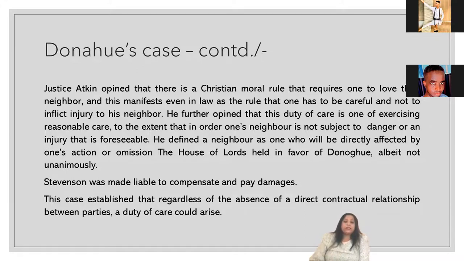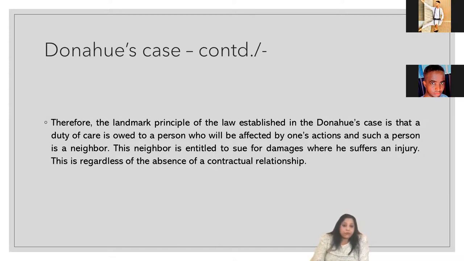So this case is a landmark, a classic case which established that regardless of the absence of a direct contractual relationship or direct nexus between parties, a duty of care can arise. It could arise at any time, whether or not there is a direct relationship with the party. So the landmark principle of duty of care was established in Donoghue's case. And they added it in the law of torts and said, yes, when there is negligence, we have to check whether a person owed a duty of care to the neighbor. A neighbor is anyone to whom you owe a duty, anyone around you. It is owed to a person who will be affected by one's action, and such a person is a neighbor. This neighbor is entitled to sue for damages in case he suffers an injury, regardless of the absence or presence of a contractual relationship.